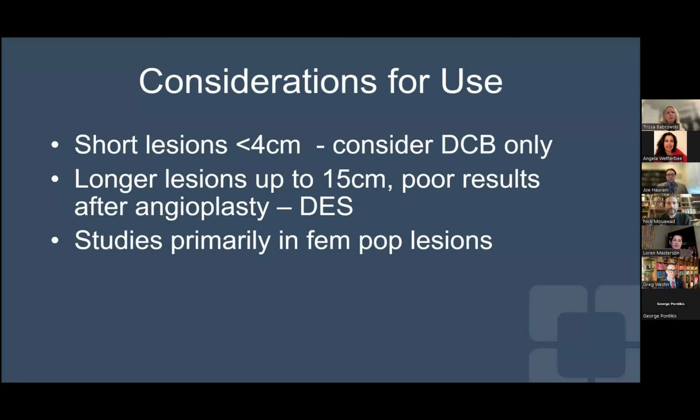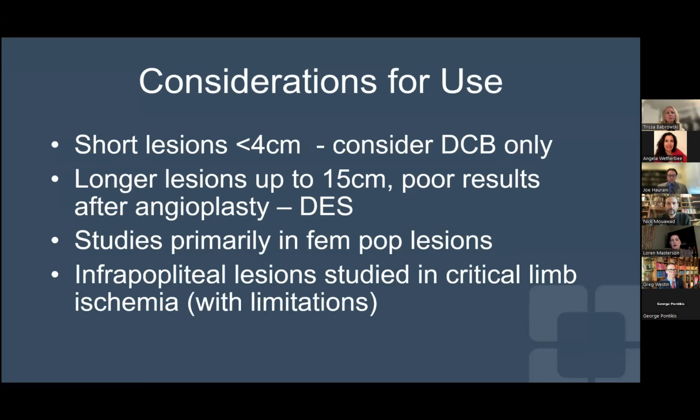Most of the studies, again, are in fempop lesions. Remember that we have about 50, 60 years of studies based on coronary disease that show really excellent results, but in the periphery, fempop is the most studied lesion, and this is still where they're primarily being used.